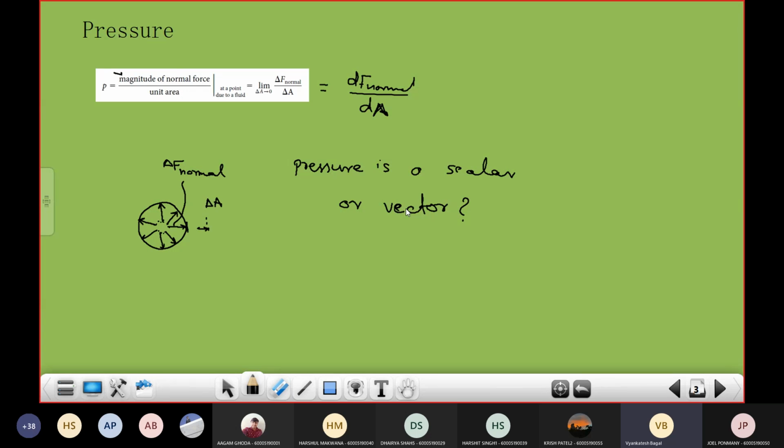Pressure is a scalar or a vector? Scalar. Why? Sir, because it cannot be defined in a specific direction. It is uniform. Do you have any gauge which measures pressure and defines it using the direction, like pressure is 1 bar, 45 degree southwest? Do you mention it like that? No. So pressure is a scalar.